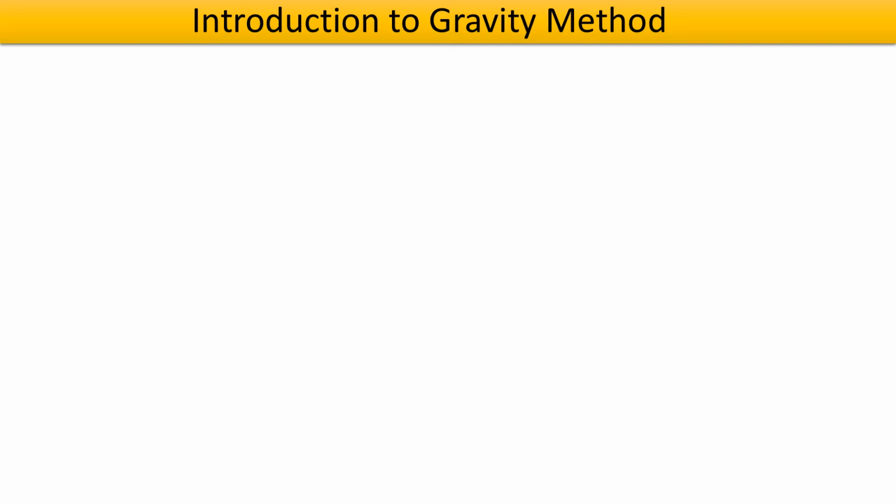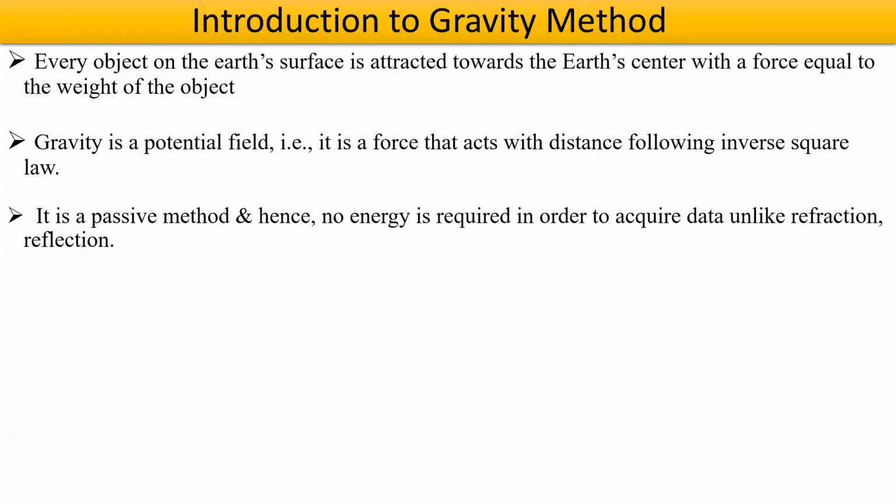In my first lecture I have already discussed the basics, the geophysical techniques to probe the earth. There I told about gravity. Every object on the surface of the earth is attracted towards the earth's center with a force equal to the weight of the object. It is a potential field, that means the force varies with distance as 1 by r square. It is a passive method, so from outside we don't need to input any energy to acquire data, unlike in the case of reflection and refraction.